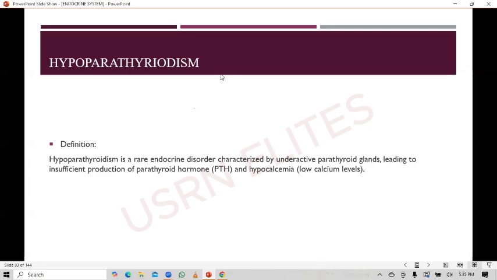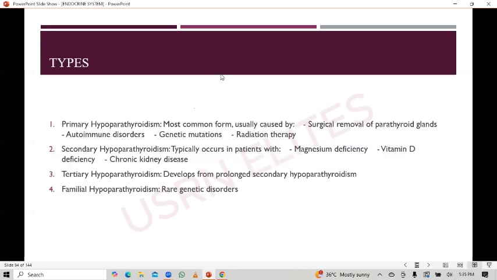So in this one too, the parathyroid gland is not producing more of the parathyroid hormone. Okay, so there will be low levels of what? Of your calcium, and then high levels of what? Of your phosphorus. It's as simple as that. So we have the types. You have the primary hypoparathyroidism. That is the most common form, usually caused by surgical removal of the parathyroid gland.